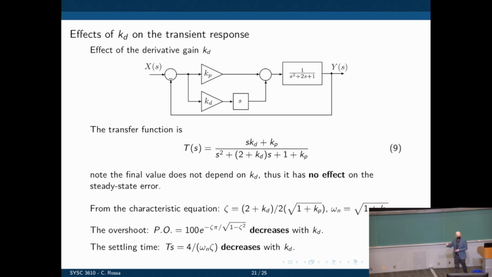And if we do that, here is the derivation, we'll see that the damping ratio increases with Kd, and therefore the overshoot decreases with Kd. And so does the settling time. It will decrease as a function of the derivative gain. It may make the system slower in certain aspects, but it will eventually settle faster and will reduce the effects of overshoot.